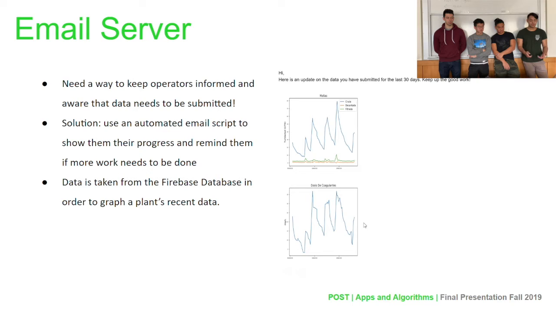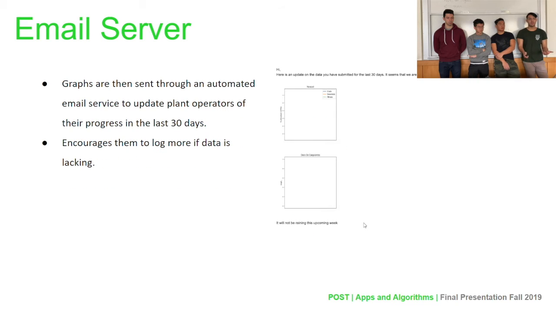So as you can see here, this is just an example of an email that someone would get with graphs included with the data that they were sending. Here's an example of these graphs that if someone wasn't sending data, that they would get along with the message.